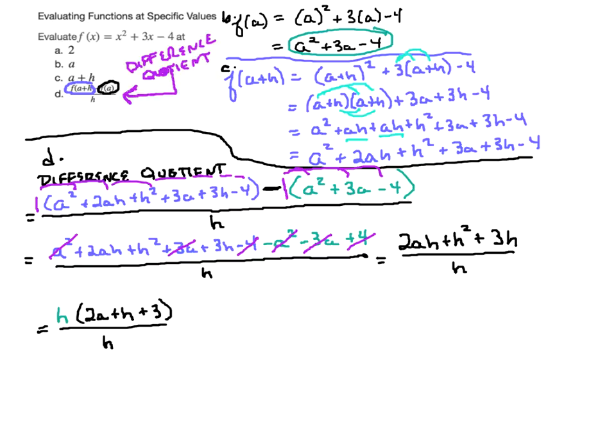And that's being divided by h. Now that my h in the numerator is a factor, I can divide it. So you did all that business to come up with 2a plus h plus 3. Don't worry about what that means right now. You will soon find out, I promise.